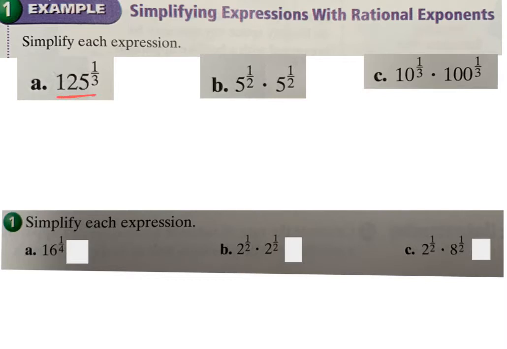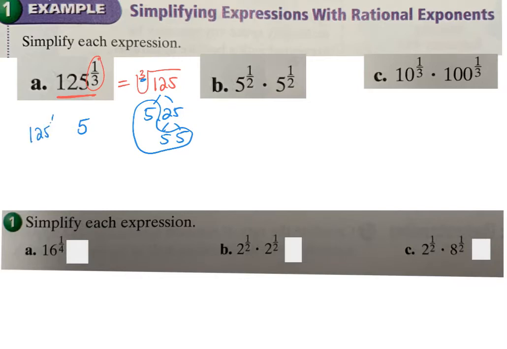For this one, I would rewrite it. The 1/3 indicates the cubed root. And so now that I have this, if you don't know the cubed root, you can use your factor tree. If you do know, you can go straight to it. All right, so I'm looking for something that repeats itself 3 times. The cubed root of 125 is 5. So that means 125 to the 1/3 equals 5. All right, 125 to the 1/3 equals 5 because 5 is the cubed root of 125.